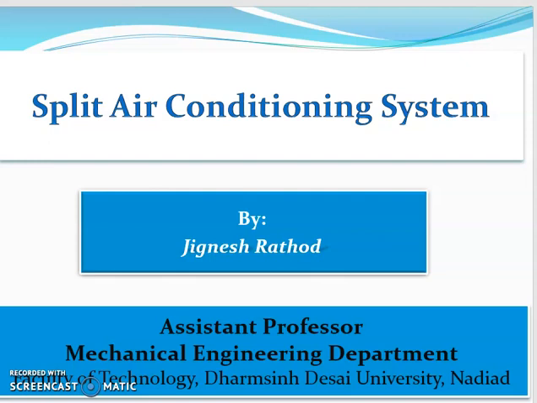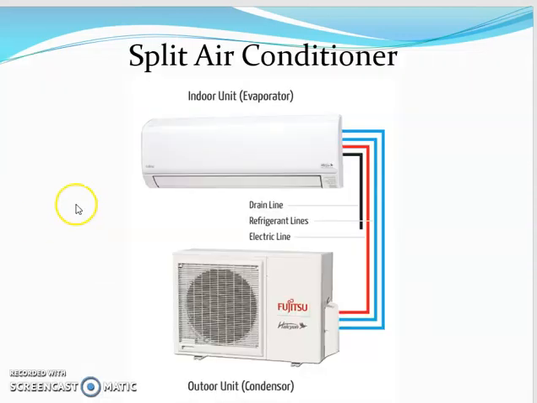In this video, we will discuss the split air conditioning system. So this is how a split air conditioner looks. As the name suggests, all the major components of a window air conditioner, here in this case, are divided into two units. One is known as the indoor unit, another is known as the outdoor unit.